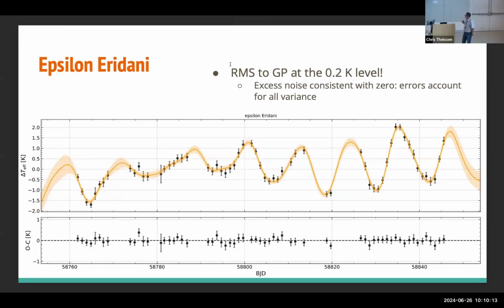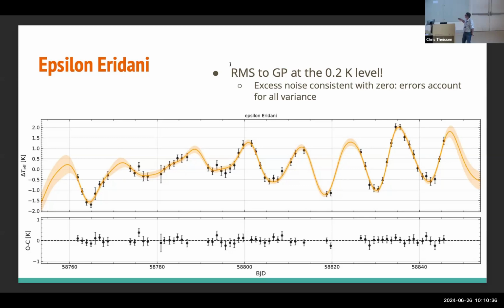And here's the temperature of Epsilon Eridani. And here's the scale. This is not an error. This is 1 at the top and -1 at the bottom. And you see basically the rotation and evolution of spots on the surface of Epsilon Eridani with a residual to the GP at a fraction of a Kelvin, which is pretty crazy when I think of it.